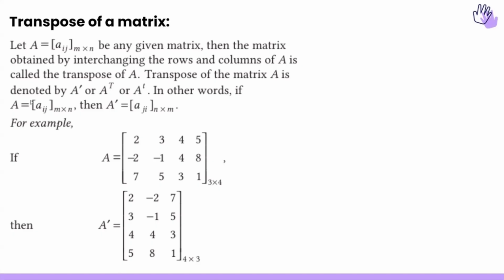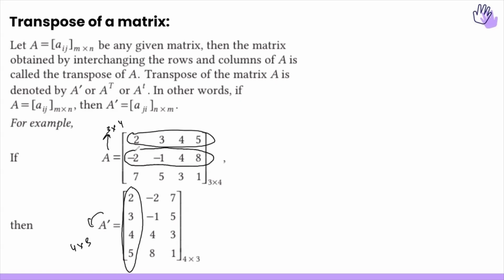Okay. So if you carefully observe here, in this particular thing, we have 3 rows, 4 columns. In A bar, we have 4 rows and 3 columns. The reason being, what is the first row here? 2, 3, 4, 5. So that will be the first column of A bar. What is the second row here? -2, -1, 4. That will be the second column in the A bar.